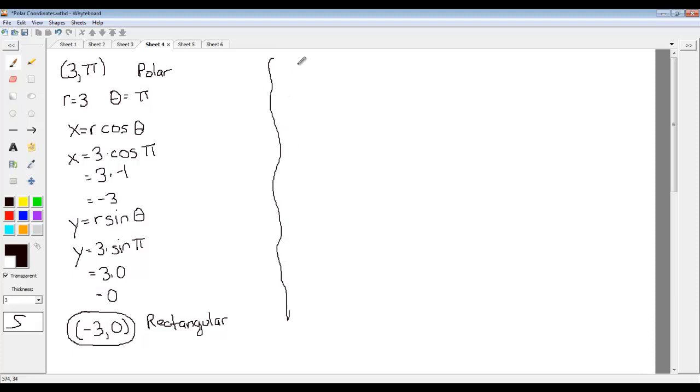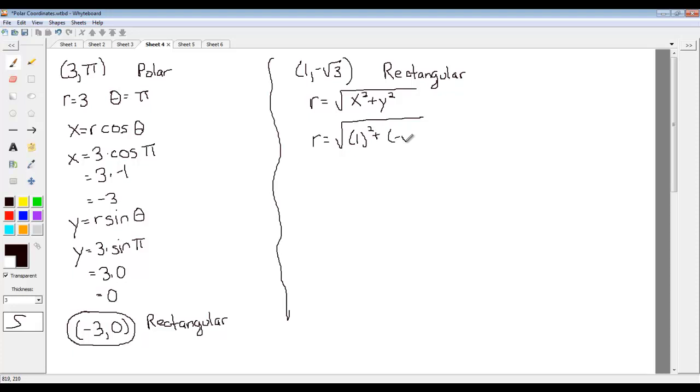Okay, what if you were given the rectangular coordinates 1 comma negative square root of 3, and you wanted to convert that to polar? Well, r equals the square root of x squared plus y squared. So r equals the square root of 1 squared plus negative square root of 3 squared. So r is the square root of 1 plus 3, which is the square root of 4, or 2.